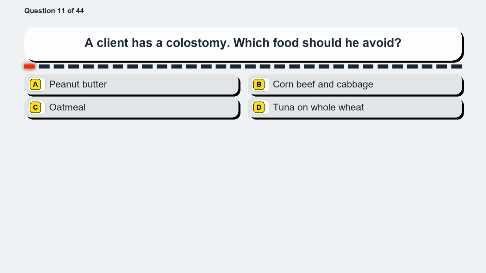Question 11. A client has a colostomy. Which food should he avoid? Option A, peanut butter. Option B, corned beef and cabbage. Option C, oatmeal. Option D, a tuna on whole wheat.